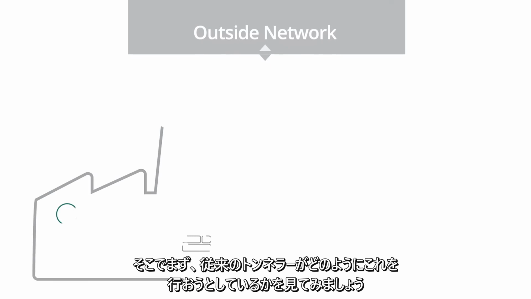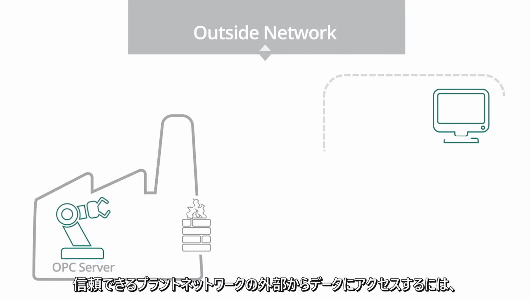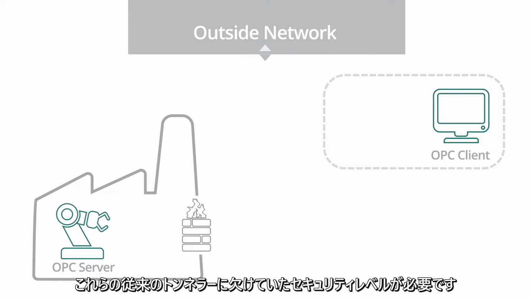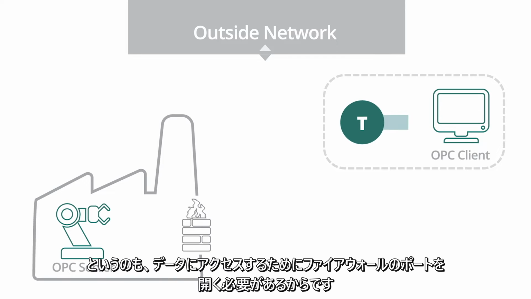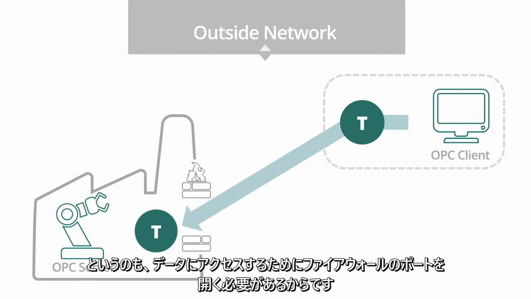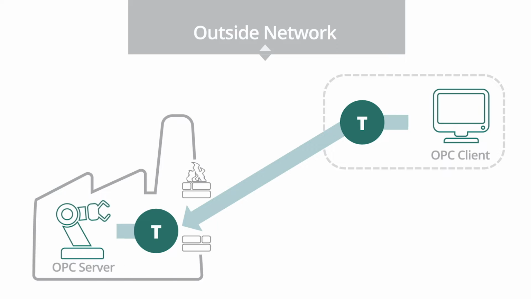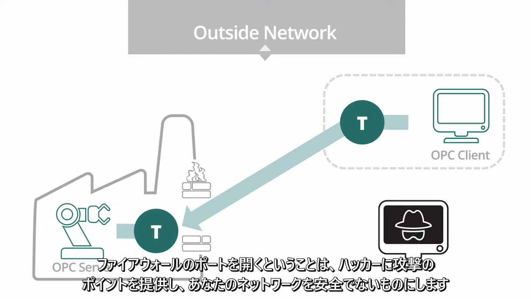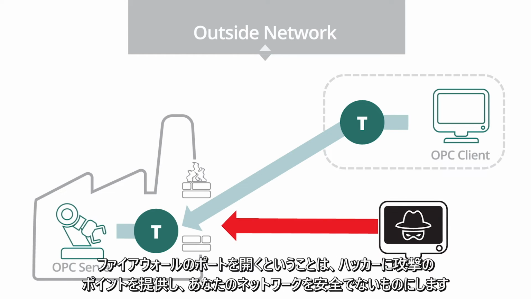So first, let's look at how traditional tunnelers attempt to do this. Getting access to data from outside your trusted plant network requires a level of security missing from these traditional tunnelers. That's because they require you to open a firewall port to get the data. Open firewall ports provide a point of attack for hackers to exploit, making your network insecure.